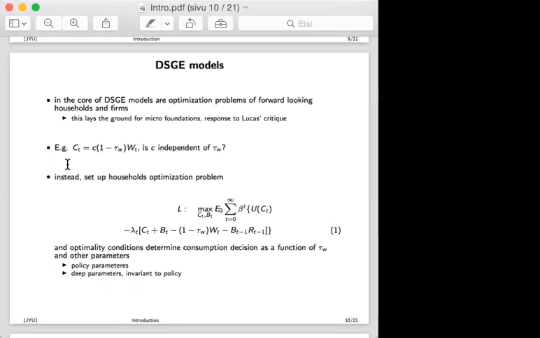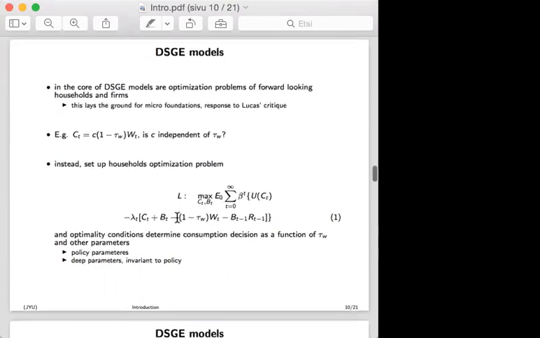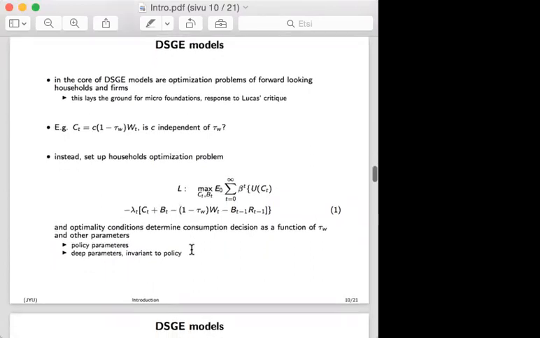So how this is done in DSGE models is that there is a maximization problem which specifies the consumption behavior of the household, and it changes when we change some policy parameter. And then we have policy parameters and other deep parameters which determine the behavior. There is, for example, the discount factor, and in the utility function there are parameters which determine how a household changes its consumption plan.